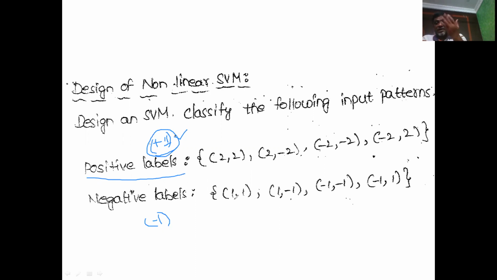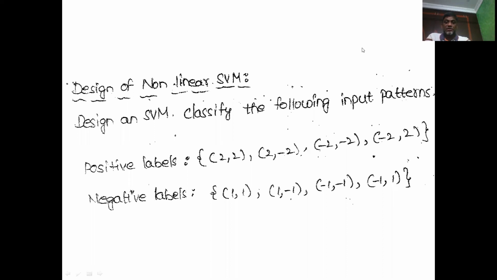Similarly, if we submit (1,1) or (1,-1) or (-1,-1) or (-1,1) to the support vector machine that we design, then the output that should be produced is -1. Then we say that it belongs to negative labels. Remember these desired responses for positive and negative labels, because we need to use +1 and -1 while representing the support vector equations with the help of Lagrange's multipliers. Now let us start the algorithm steps.